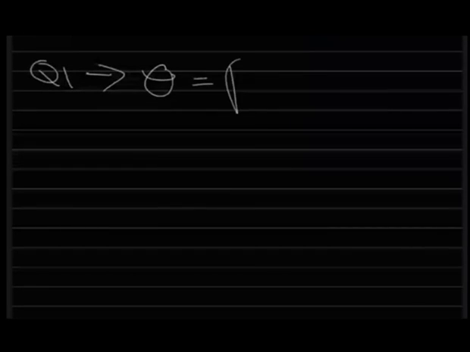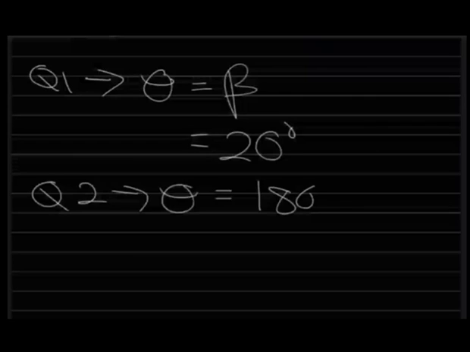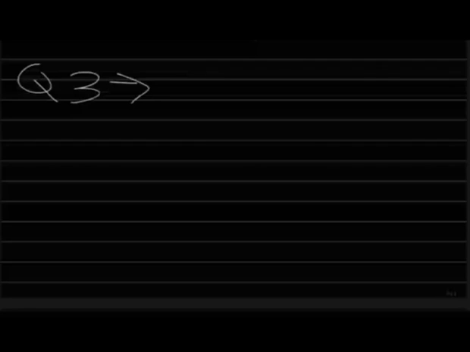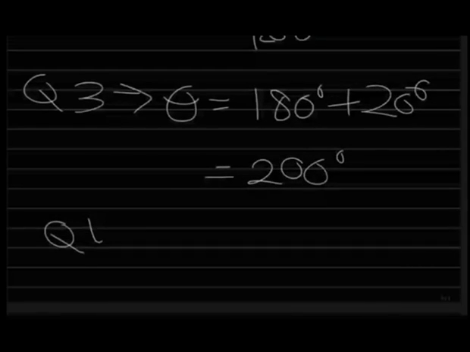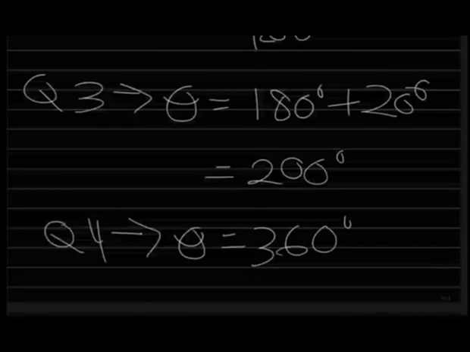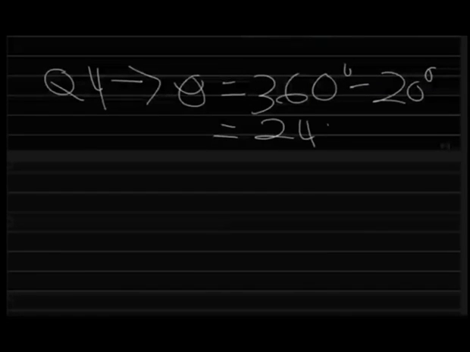For example, beta is 20 degree. Quadrant 1 will be 20 degree because theta is equal to beta. Next, quadrant 2 is 180 minus 20 equals 160. Quadrant 3 is 180 plus 20, which equals 200. Lastly, for quadrant 4, theta equals 360 degree minus 20 degree, equal to 340 degree.